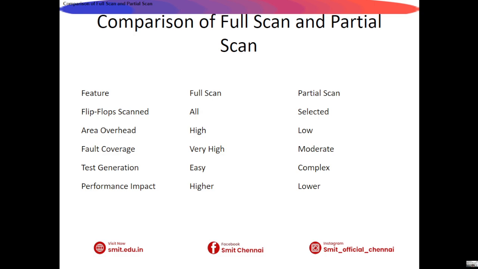Next we see about the comparison of full scan and partial scan. Full scan offers very high fault coverage because all flip-flops are accessible. However, it increases chip area and may affect performance. Partial scan reduces hardware requirements and power consumption but may provide slightly lower fault coverage. Designers choose between the two methods based on application requirements and cost constraints.